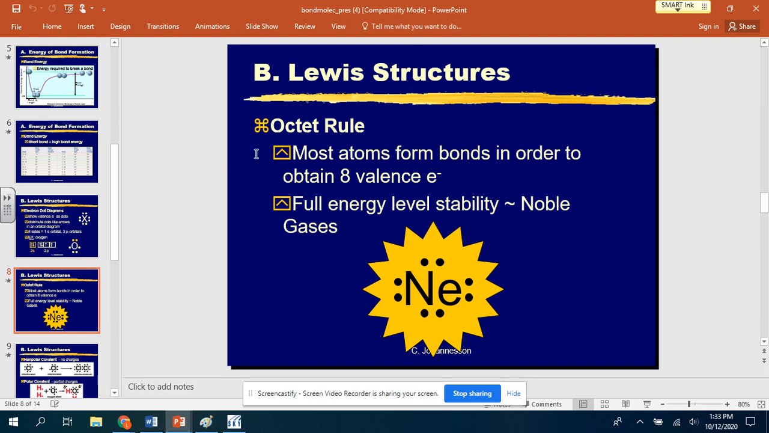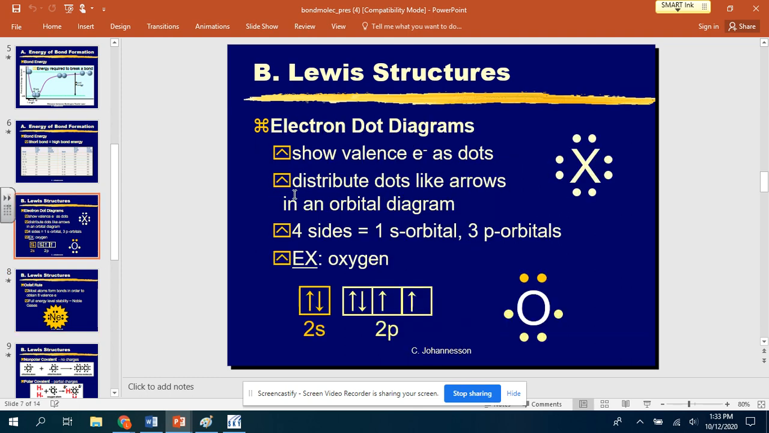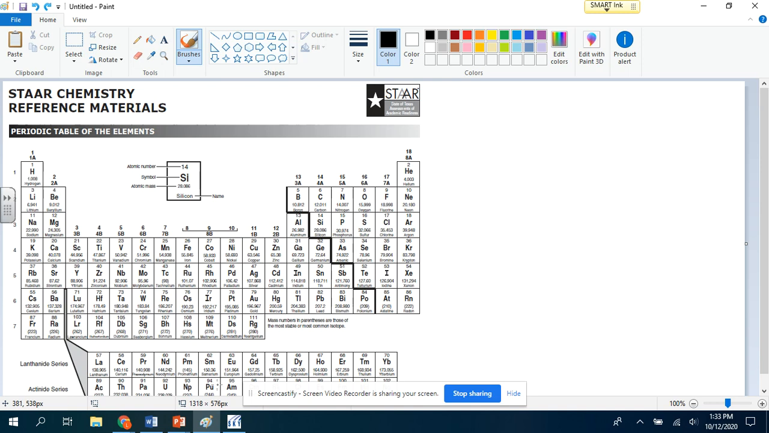Octet rule, you should have this, but if you need to write down this first bullet, you can, but most of you are probably good with knowing what the octet rule means, and it's just that everybody's trying to get 8. We've already talked about it quite a bit. But before we move away from this, I'm going to do a couple of examples with you.